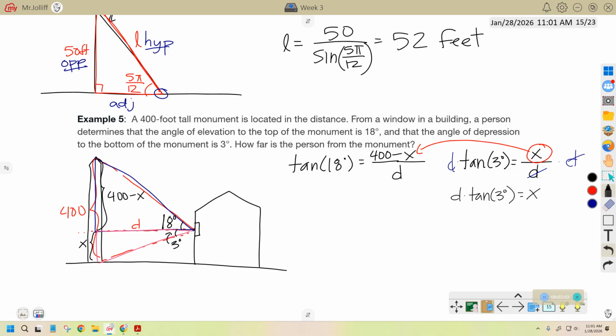And I am going to take that, and I am going to plug that in to my other tangent expression. So where I had x before, now I'm going to have d tan 3. So tan 18 equals 400 minus d tan 3 over d.